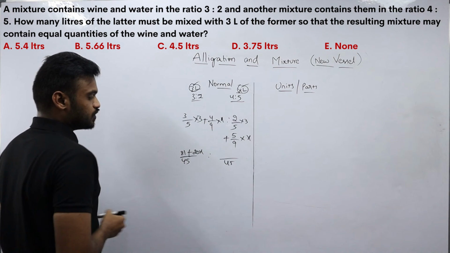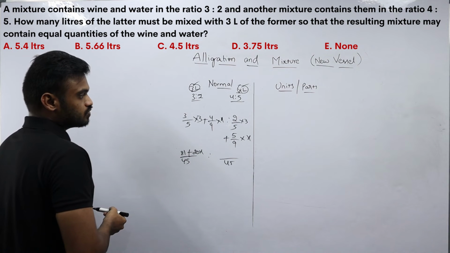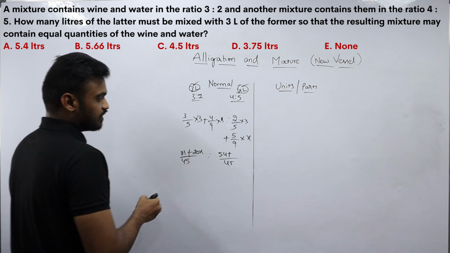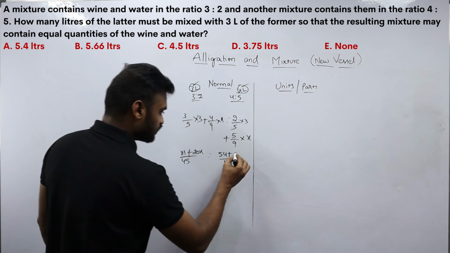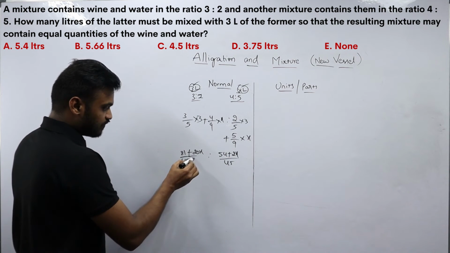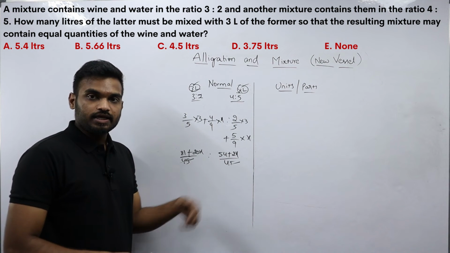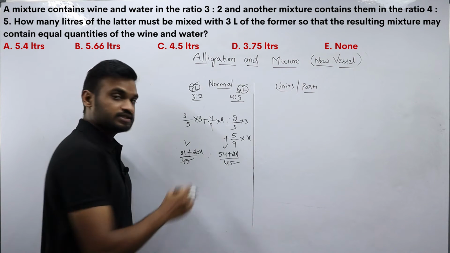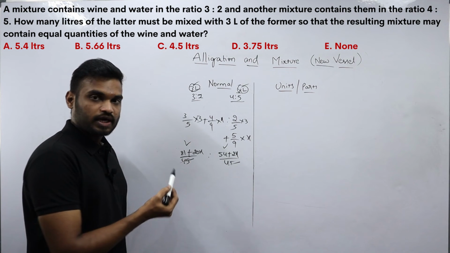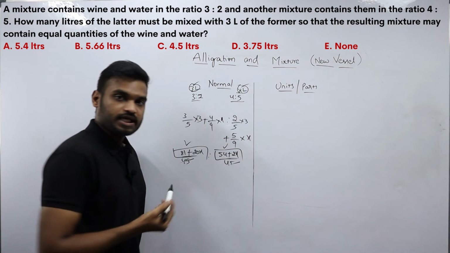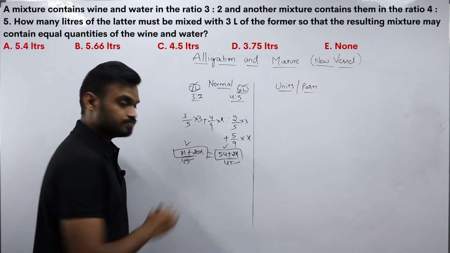So I will get 2 by 5 into 45, that is 5 9s 45, 2 3s 6 and 9 6s 54. 54 plus 9 5s 45 and 5 5s 25, 25x. So here 45 and 45 will be cancelled, and what they are saying is in the resultant quantity both wine and water are the same. The resultant quantity contains both wine and water equal, so we can simply equate them.